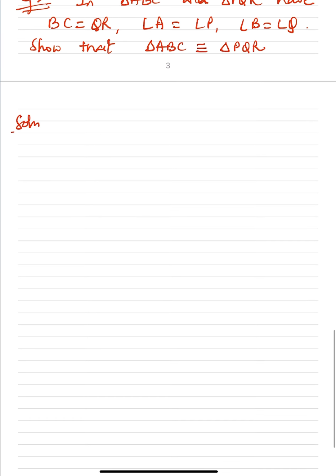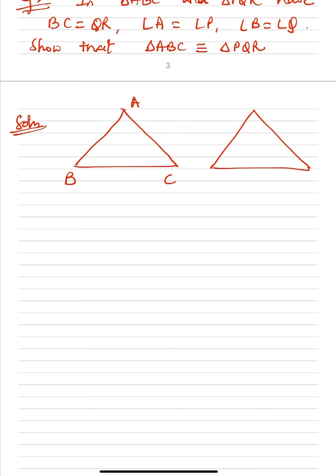First of all, for the solution or the proof, I would like to draw both the triangles. One is ABC and the other is PQR. BC is equal to QR. Angle A is equal to angle P. Angle B is equal to angle Q. Two angles and one side they have given us equal. How will we show that triangle ABC is congruent to triangle PQR? They have asked us to show it by the A.S.A congruence condition.